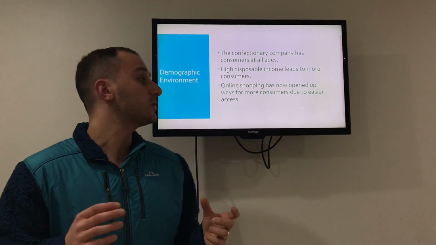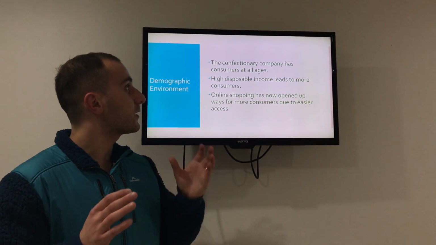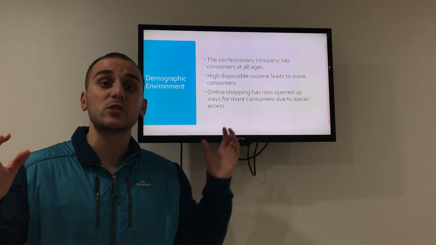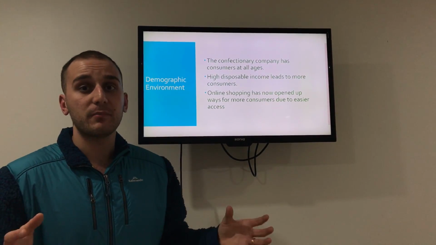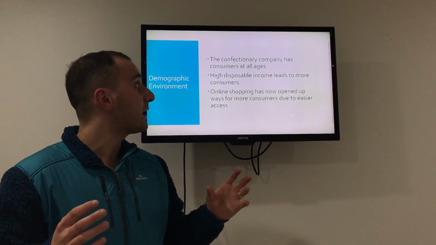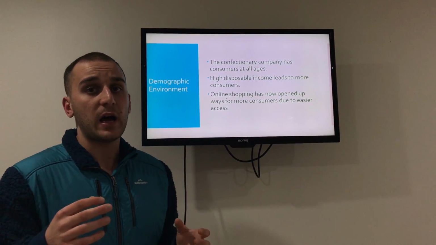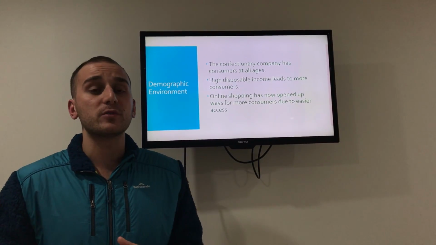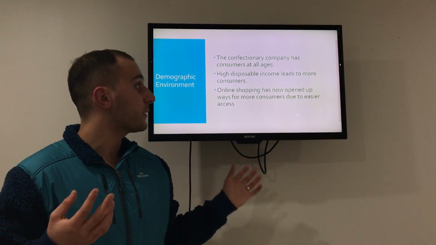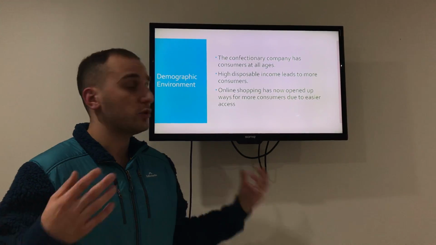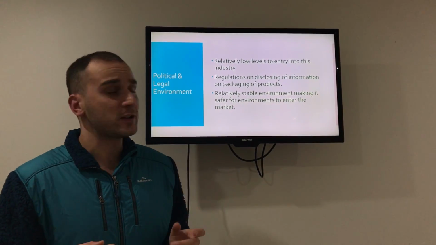So the next variable I will be talking about is the demographic environment. The demographic environment looks at the fact that confectionery can be sold at all ages. Doesn't matter young or old. Location as well, that doesn't matter. Age, size, that doesn't matter. But usually high disposable income leads to more consumers. So in Australia we have a high disposable income. We actually have more consumers to choose from. And then you've got the new option of online shopping, which has opened up new ways for consumers due to easier access.